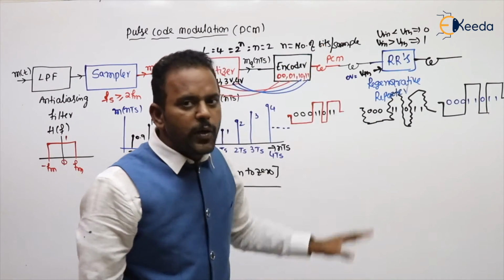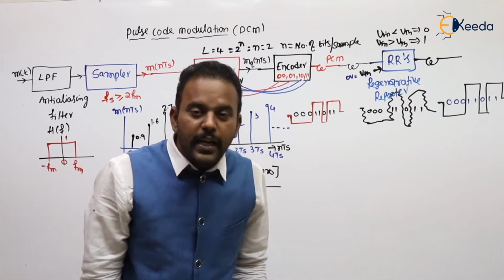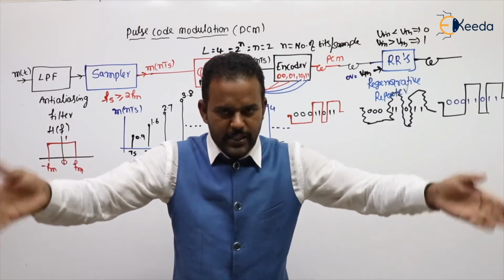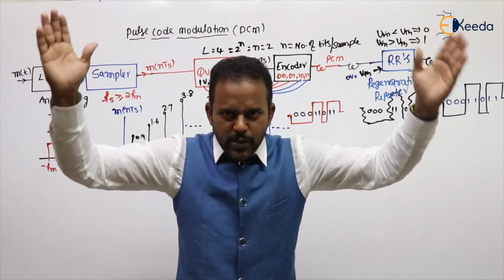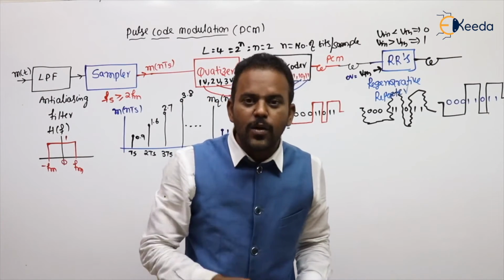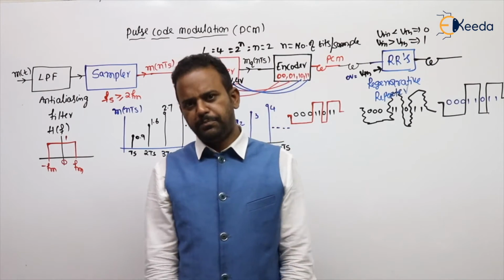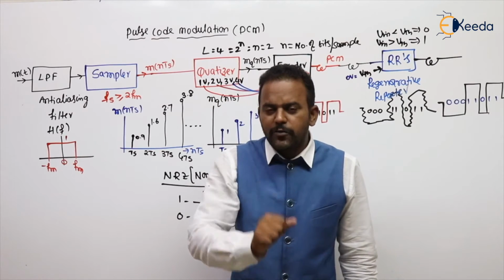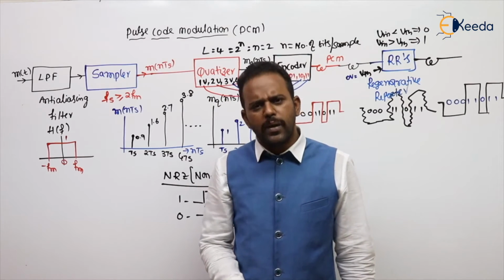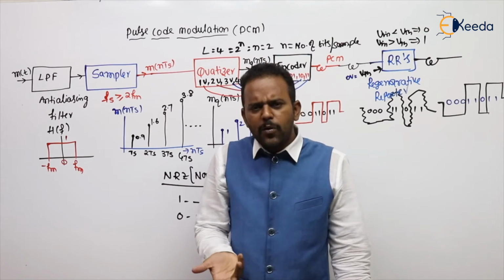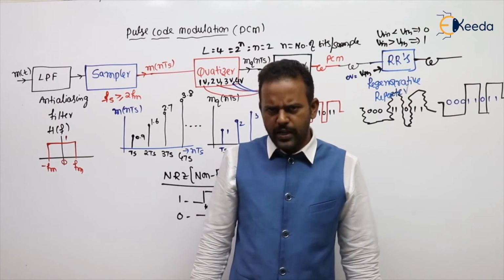How many regenerative repeaters we have to place mainly depends upon the distance between the transmitter and receiver as well as the quality of the cable. If the quality of the cable is good, less noise will be added. If the cable quality is not good, obviously more noise.